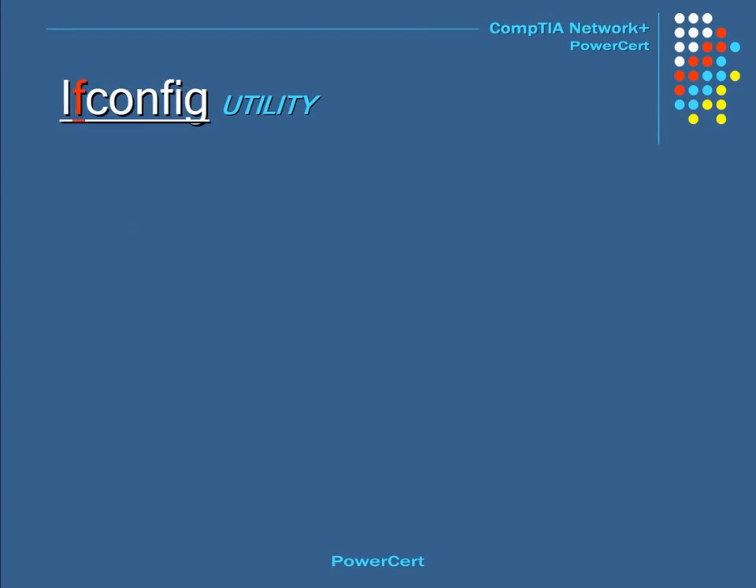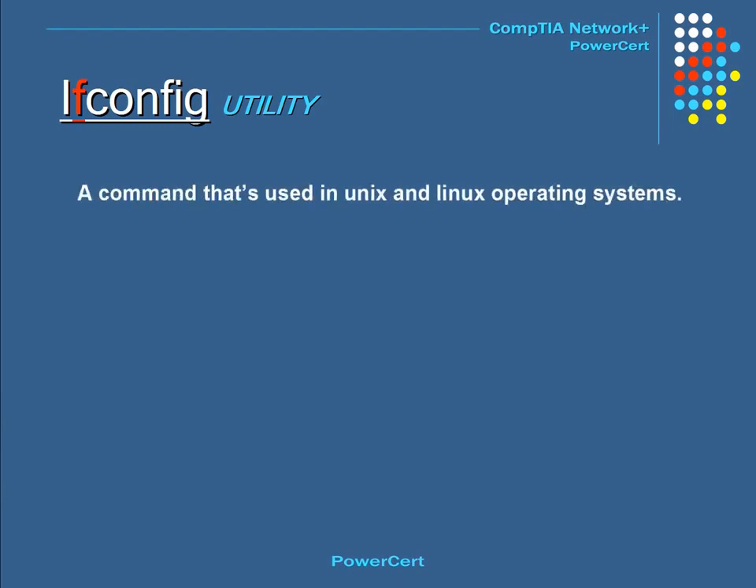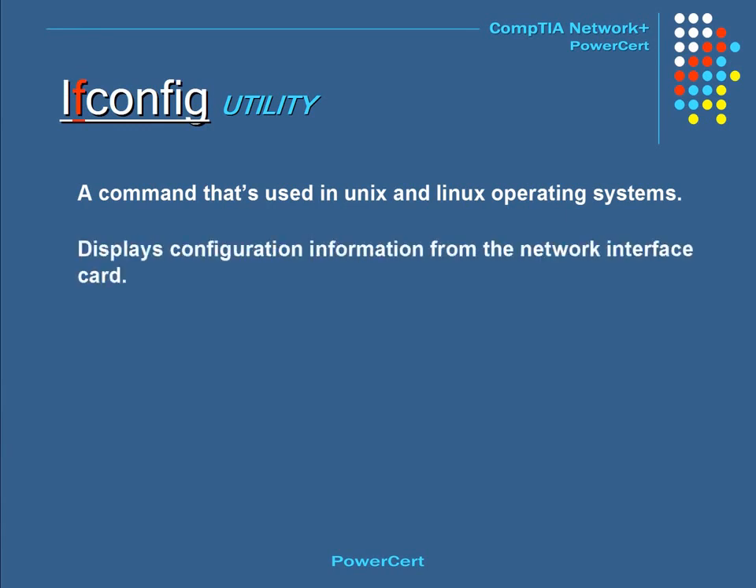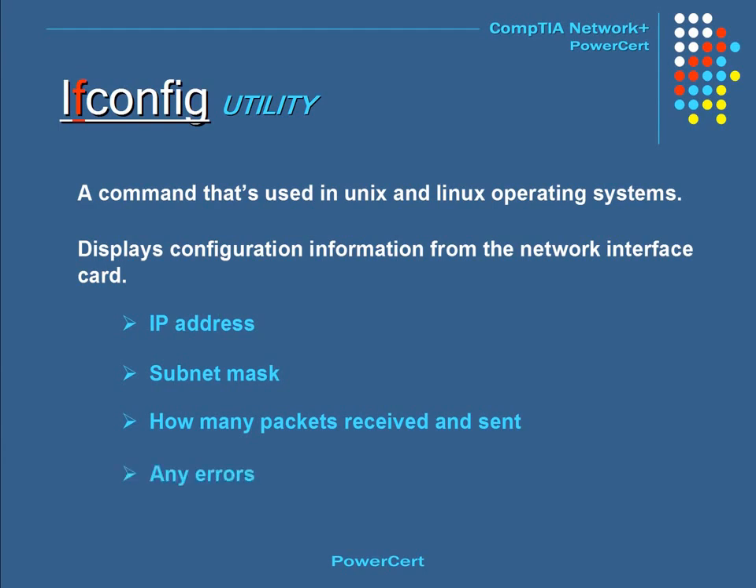And similar to the ipconfig utility that's used in Windows, there is also the ifconfig utility. The ifconfig utility is a command that's used in Unix and Linux operating systems. And it displays configuration information from the network interface card, such as the IP address, subnet mask, how many packets it has received and sent, any errors, and so on. And like ipconfig, it can also be combined with switches on the end to alter the output.